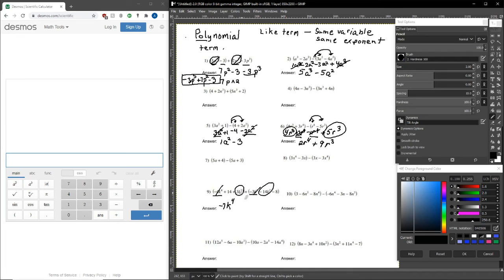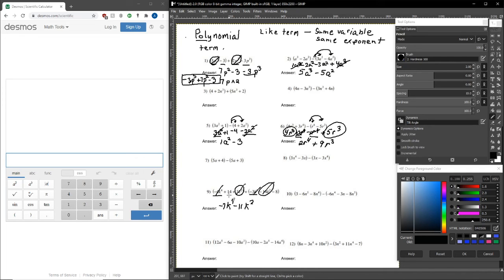That has a 3 coefficient. And then we're going to take away 14. You can use your calculator if you want. But 3 take away 14 is negative 11. And it's k to the second power. Let's cross these out because we're done with those now.